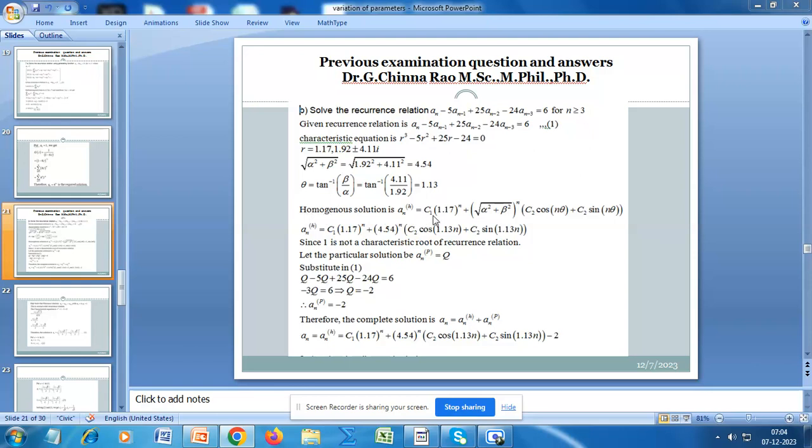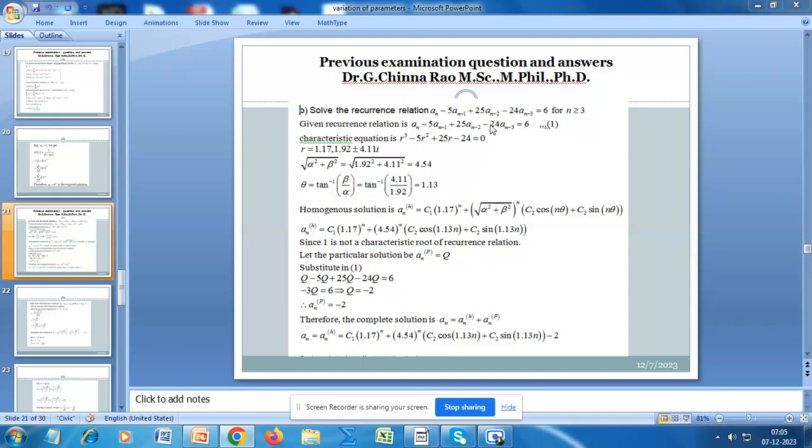Then the homogeneous solution is C1 into 1.17 whole power n plus r power n, that is root of alpha square plus beta square whole power n, into C2 cos n theta plus C3 sin n theta. In this you plug in the above values: C1 1.17 whole power n as it is. So root of alpha square plus beta square is 4.54 power n into C2 cos 1.13 n plus C3 sin 1.13 n. So the homogeneous solution is over.